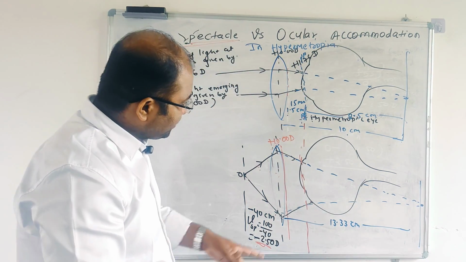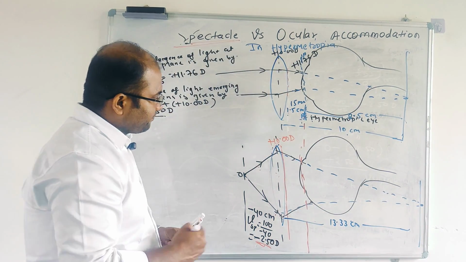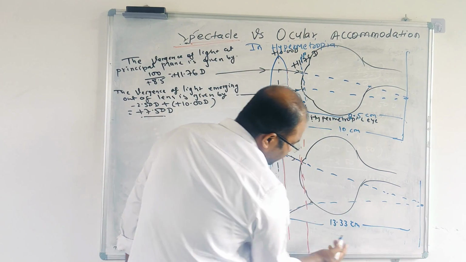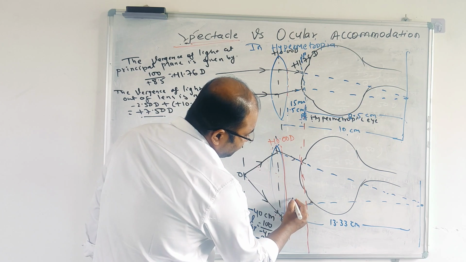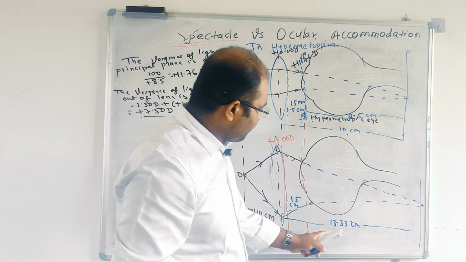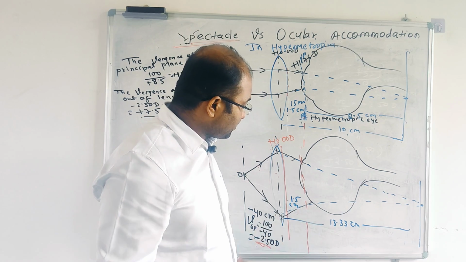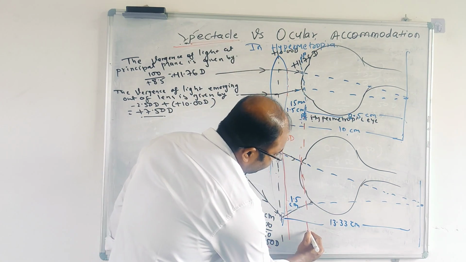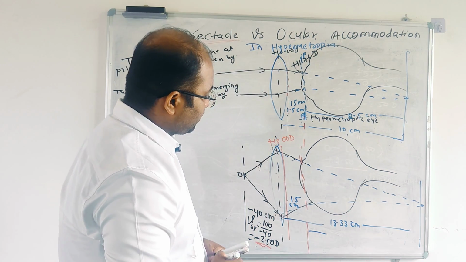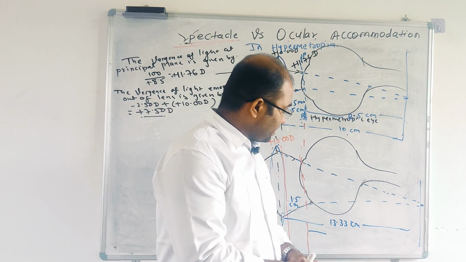The distance between the principal plane and the image plane is given by the total distance from the spectacle plane to the image plane minus this distance. Approximately the vertex distance, it is how much? 1.5 centimeter. So 13.33 centimeter minus 1.5 centimeter. So the remaining distance from the principal plane will be 13.33 minus 1.5. How much will it become? 12.83, right?